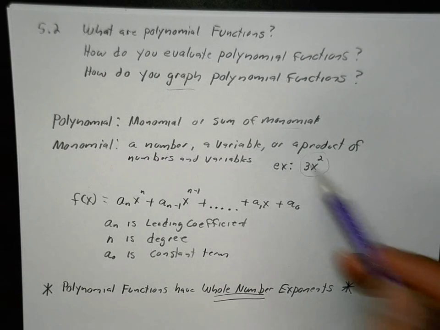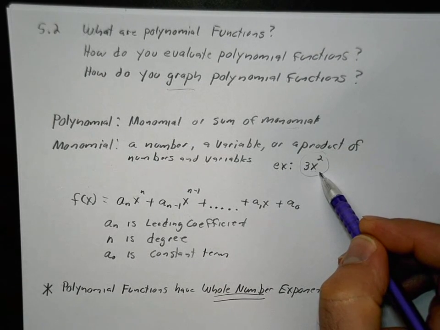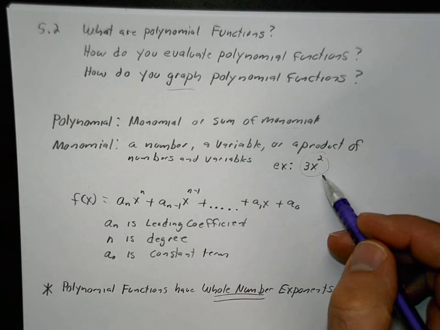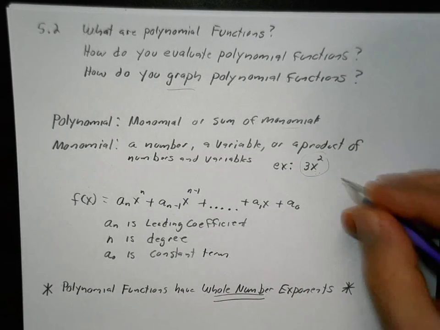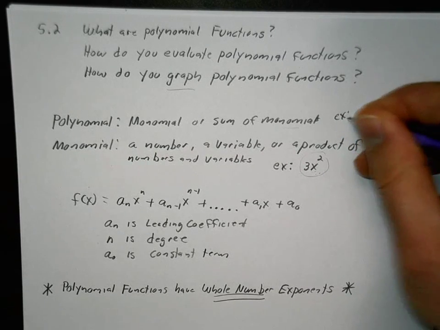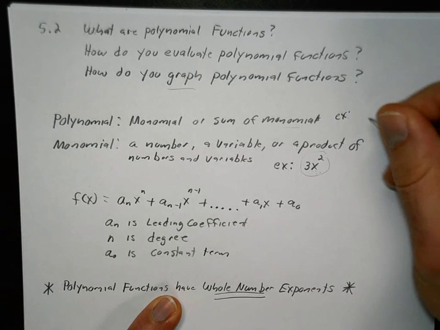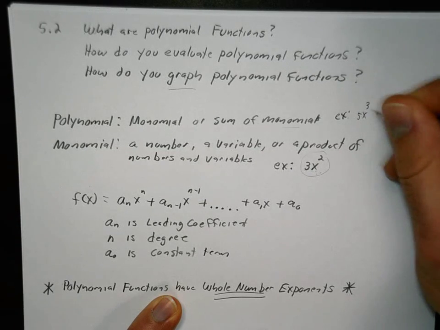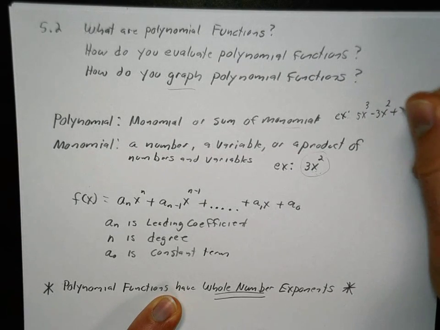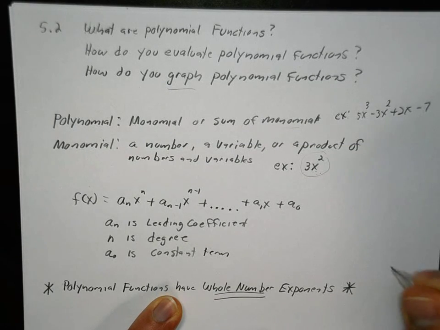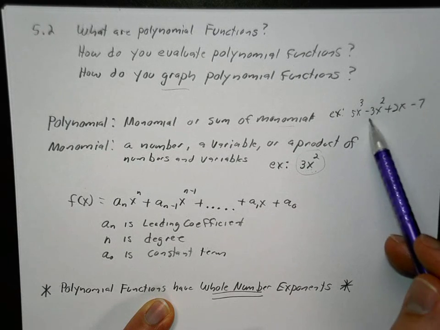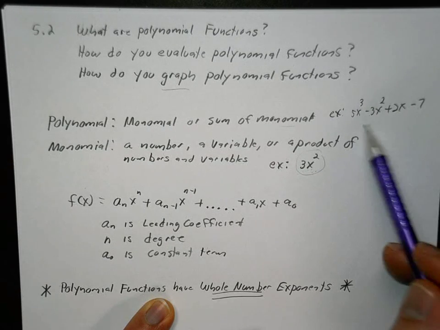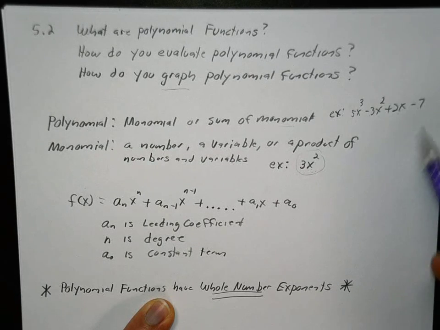Okay, so basically it's just an algebraic term that is either a number or a variable or a combination of those. So a polynomial then would be a string of these terms. So an example of a polynomial might be 5x cubed minus 3x squared plus 2x minus 7. That would be a polynomial. It is a sum or difference, doesn't matter, addition or subtraction, of a string of monomials.